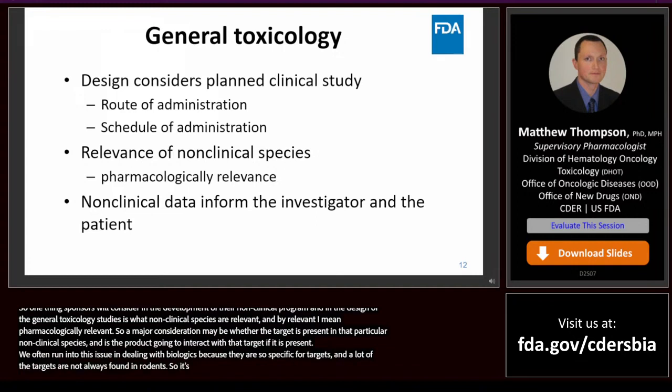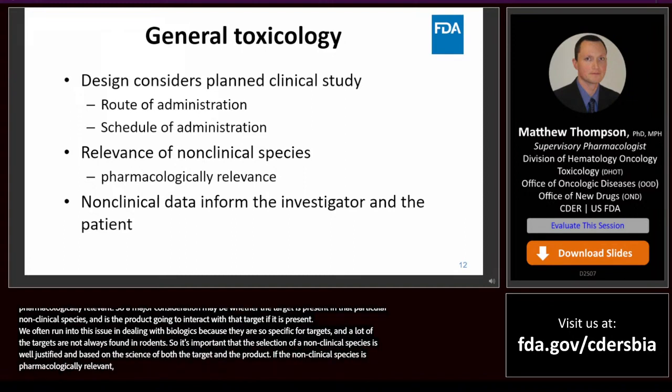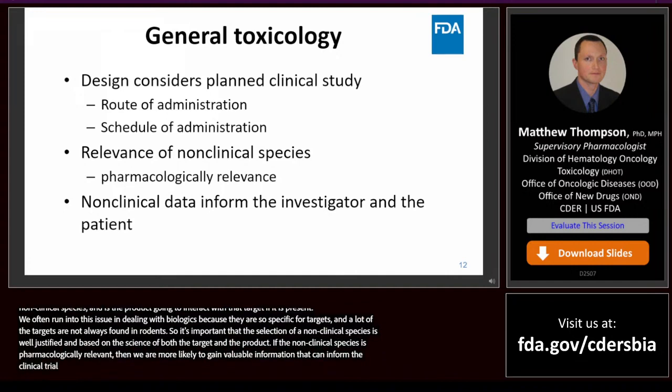So it's important that the selection of a non-clinical species is well justified and based on the science of both the target and the product. If the non-clinical species is pharmacologically relevant, then we are more likely to gain valuable information that can inform the clinical trial design, the investigator, and the patient about the risks associated with an investigational product.